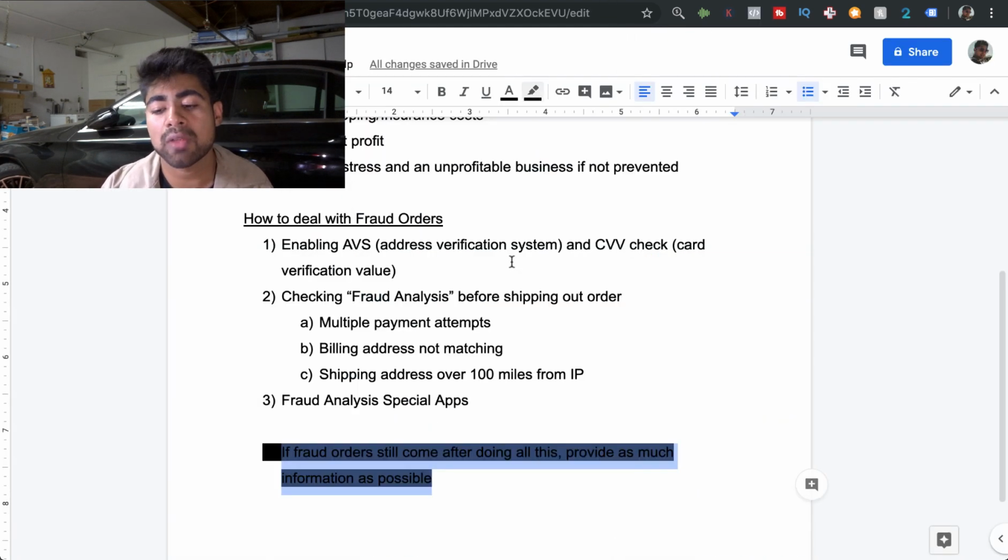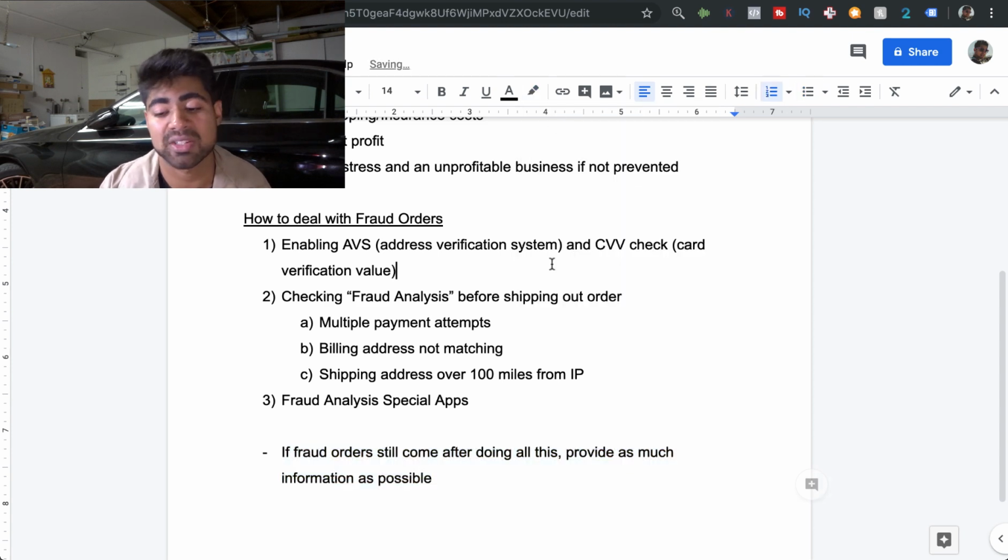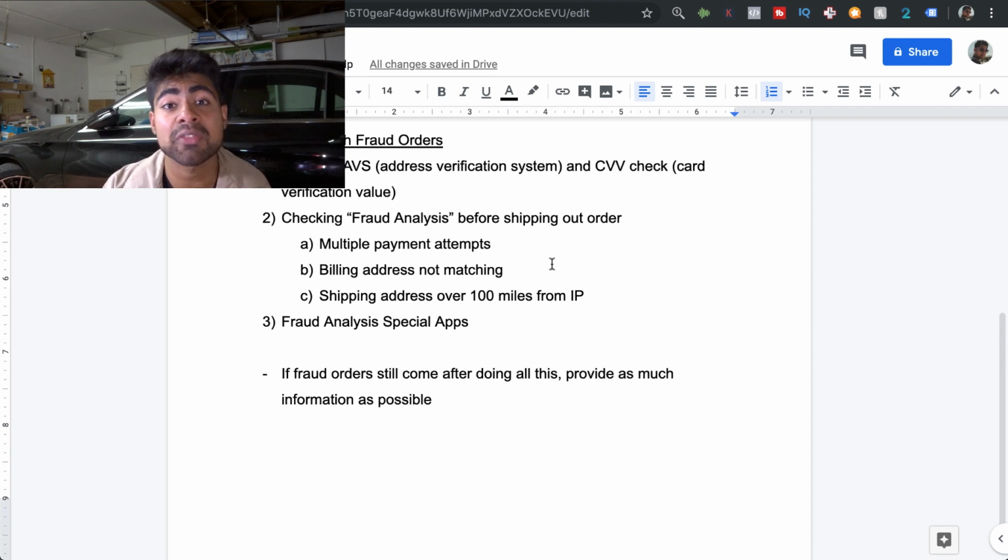But let's say you've done all of these things and you still have some fraud orders come through. What should you do in that case? Well, the last step for you is to, of course, basically provide as much information as you can to the credit card companies, which help the companies decide the case in your favor. And some of the important information which you can give to the credit card companies is the IP address and how many times the specific customer had to do payment to get it through, or whether the billing address matched the shipping address or not.